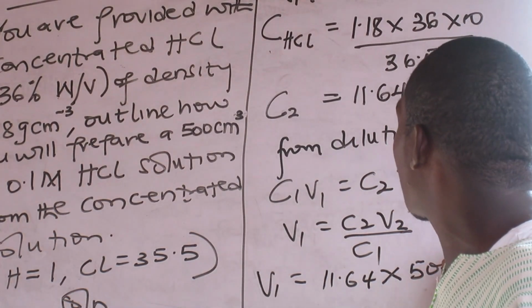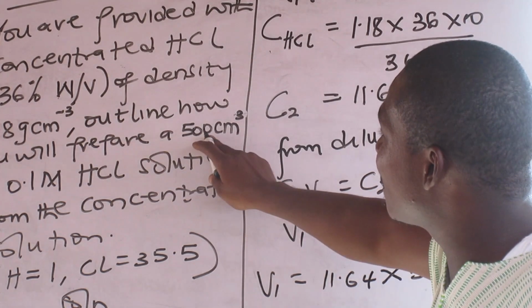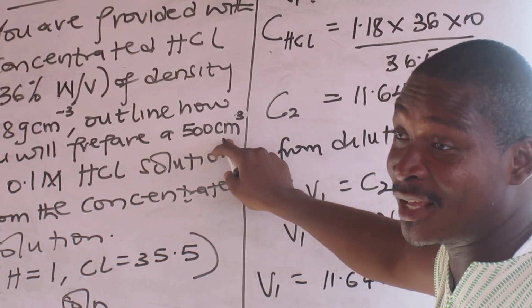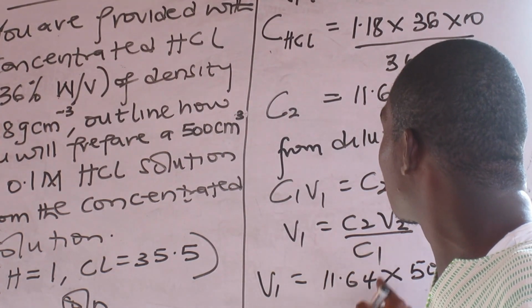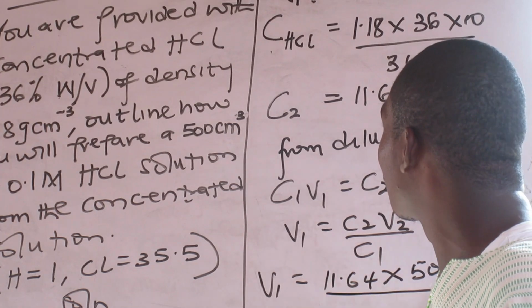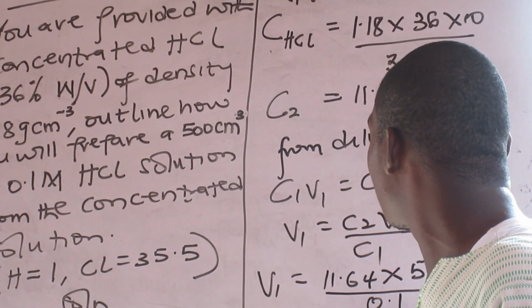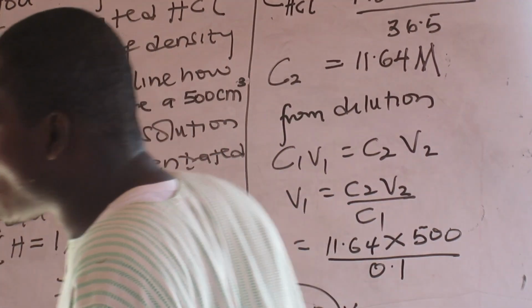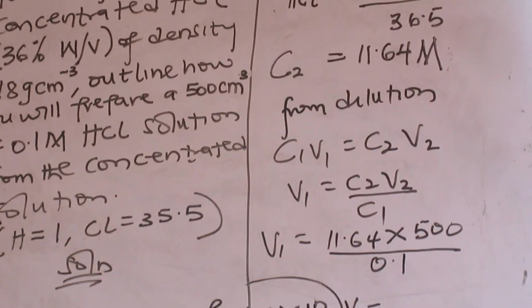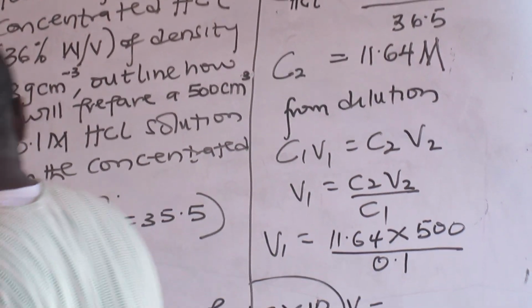You can decide to change it to dm cube, and you see that we are using a cm cube measuring cylinder. Are you okay? Good. What is C1? Now compute this. 58200, right? 58200.